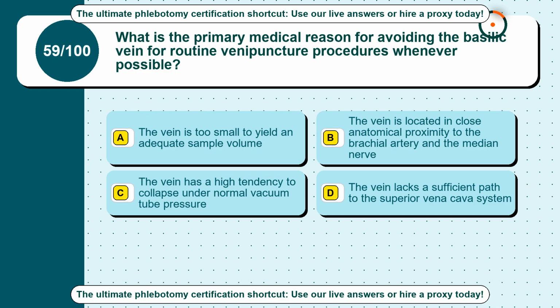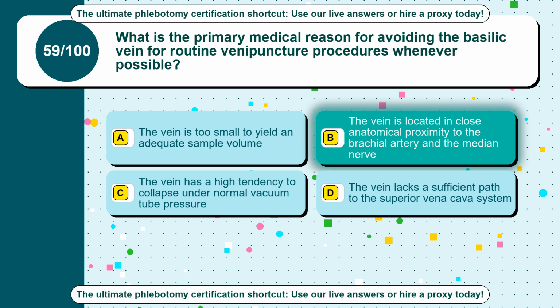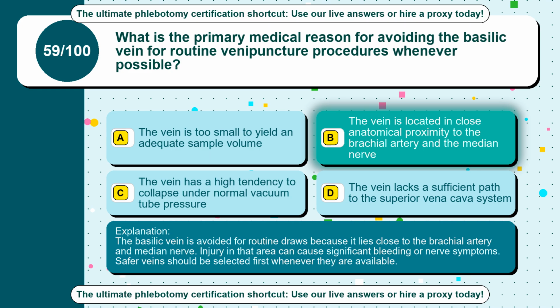Option D. The vein lacks a sufficient path to the superior vena cava system. The correct answer is option B. The vein is located in close anatomical proximity to the brachial artery and the median nerve. The basilic vein is avoided for routine draws because it lies close to the brachial artery and median nerve. Injury in that area can cause significant bleeding or nerve symptoms. Safer veins should be selected first whenever they are available.